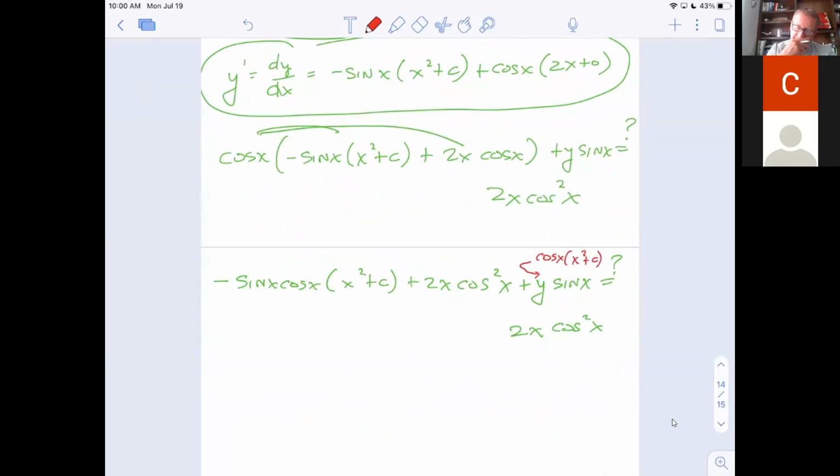Is it working? Notice that I have minus sine of x cosine of x, x squared plus c. What do I have here? Plus sine of x, cosine of x, x squared plus c. So those cancel out, and then I have 2x cosine of x squared equals 2x cosine of x squared. Check. Actually didn't screw that up. It worked.